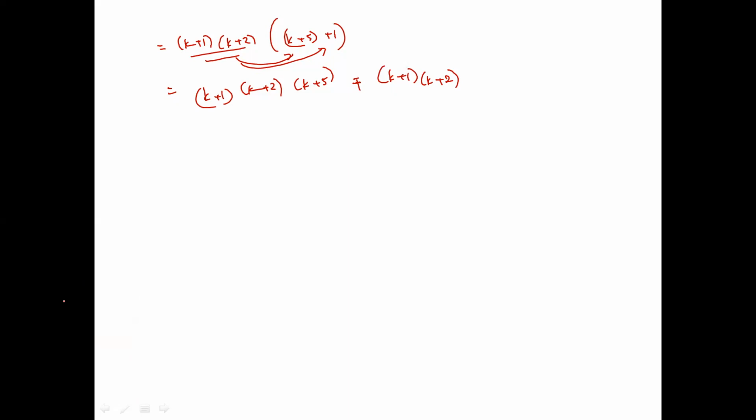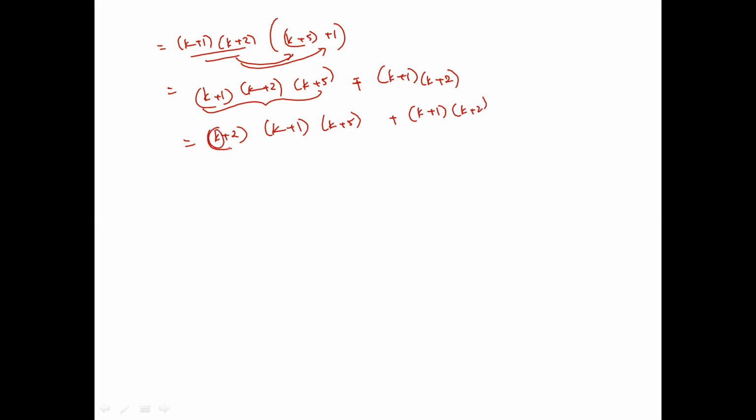How to distribute further? I have to distribute this part. Conveniently, I have to distribute. So, I will write this as (k+2)(k+1)(k+5). And this I will keep the same, (k+1)(k+2).